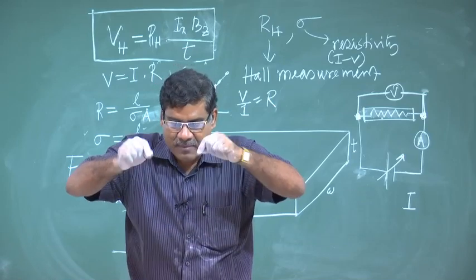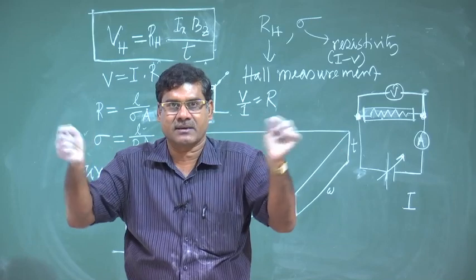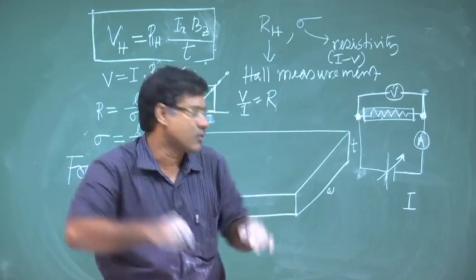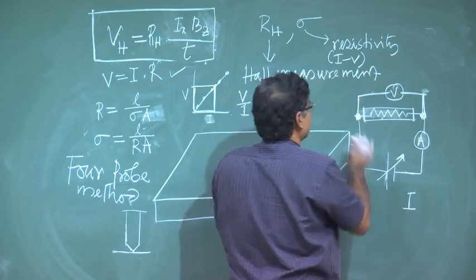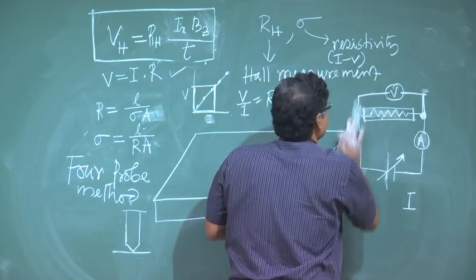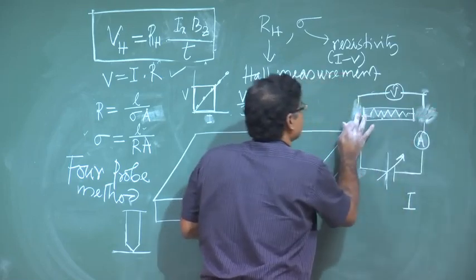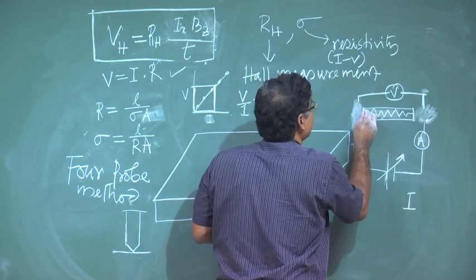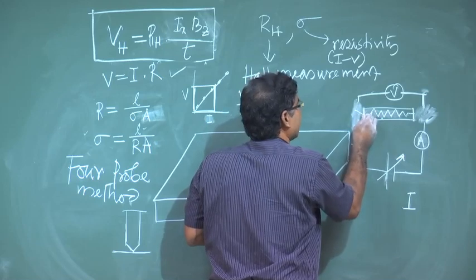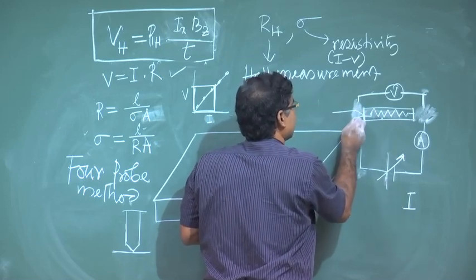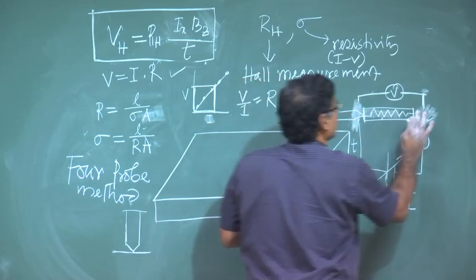Now, from that probe I am taking the connection. I am connecting the voltmeter. And as if here I modify it, here is my sample, so one probe, I can tell, this is one probe.